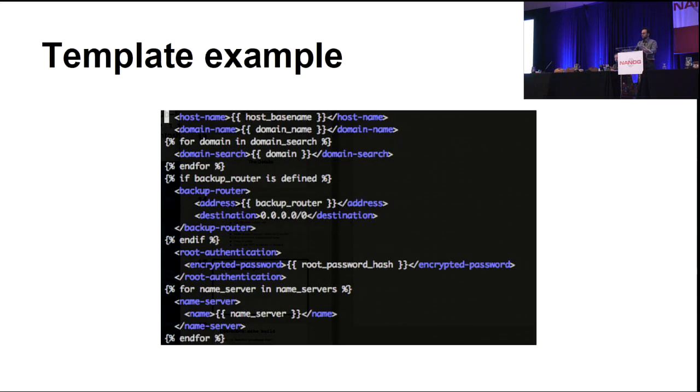This is an example of a template. You have XML with variables that are interpolated, and you have for loops, and you have conditionals. And if this happens, do this. If this other thing happens, do that.